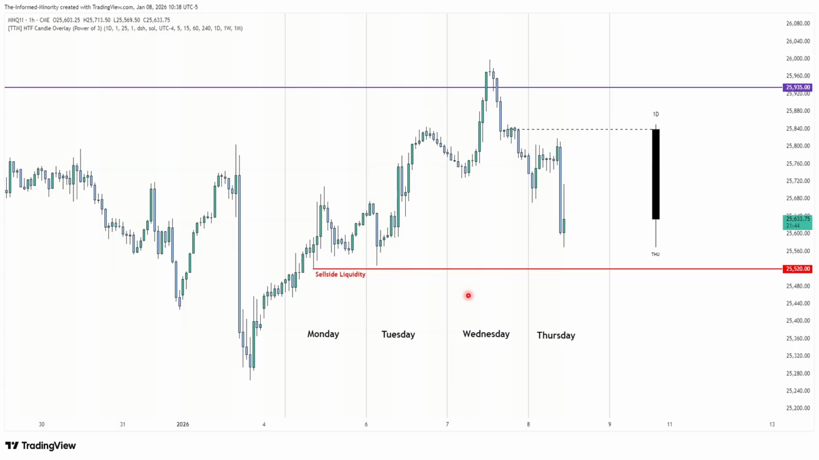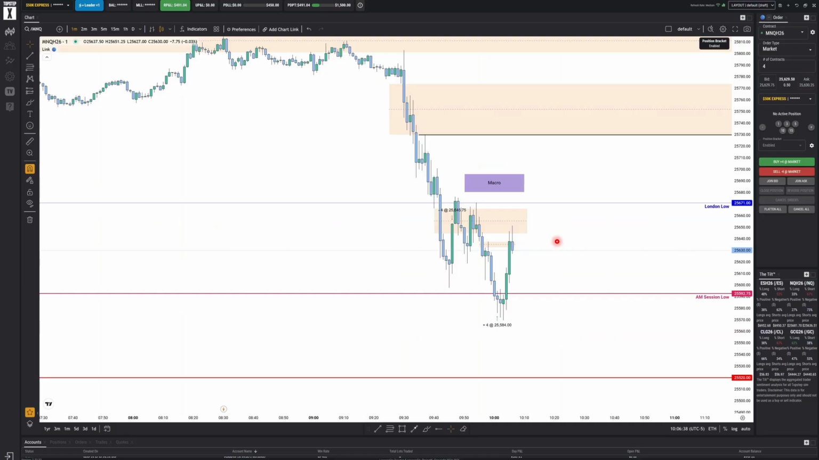And then this is what we got. This is what happened. So traded up into this fair value gap and looking down there. Didn't quite get there, but that was at least the bias for me on Thursday. Why did I take this specific trade? And where did I enter and all that type of stuff?